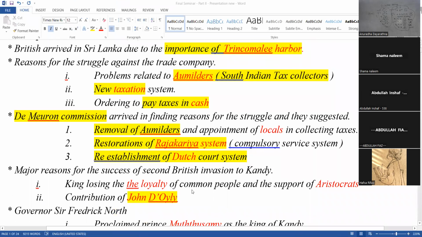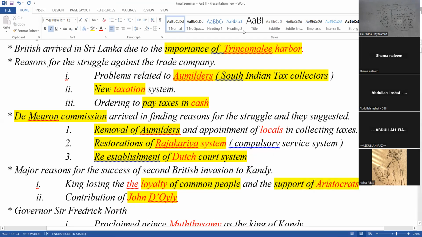The king lost the loyalty of common people. King Sri Vikrama Rajasinghe was a drunkard and very cruel. He was giving severe punishments to people and removing the privileges of the Sinhalese aristocracy. So he lost the loyalty of common people and the support of the aristocrats, the nobles. So that's one reason.